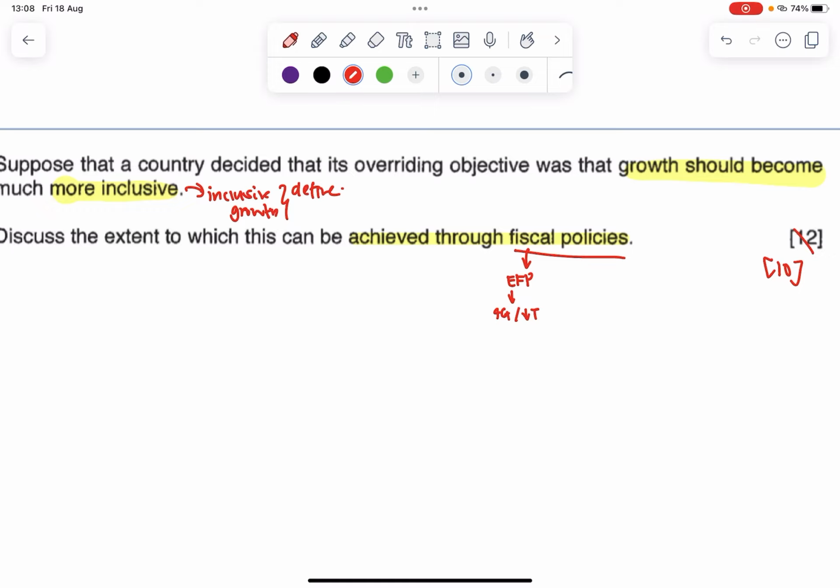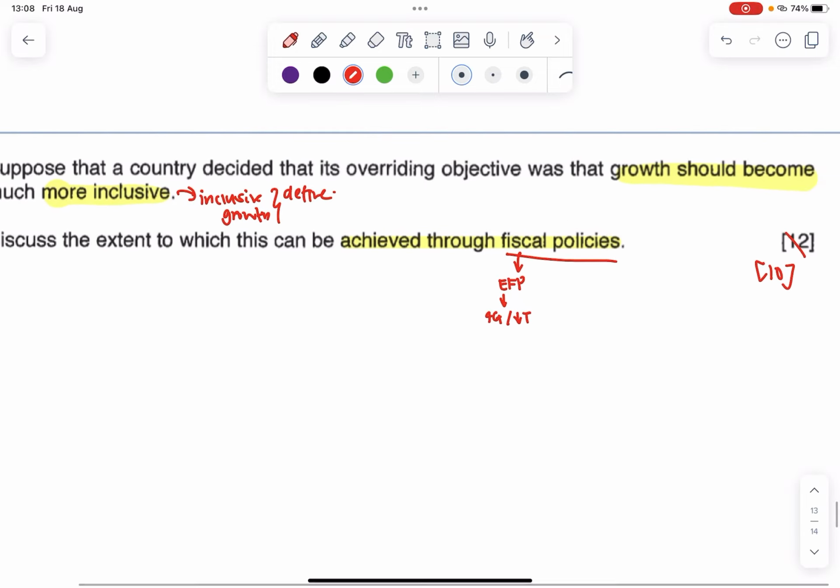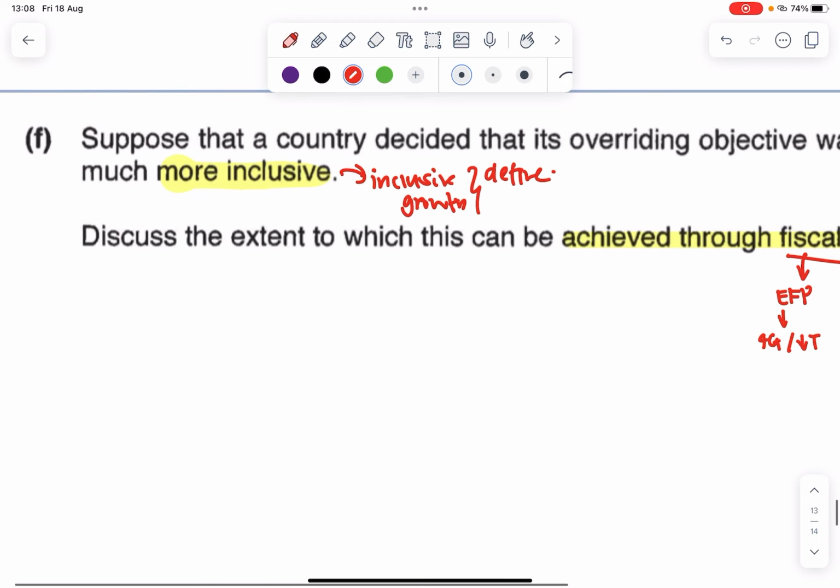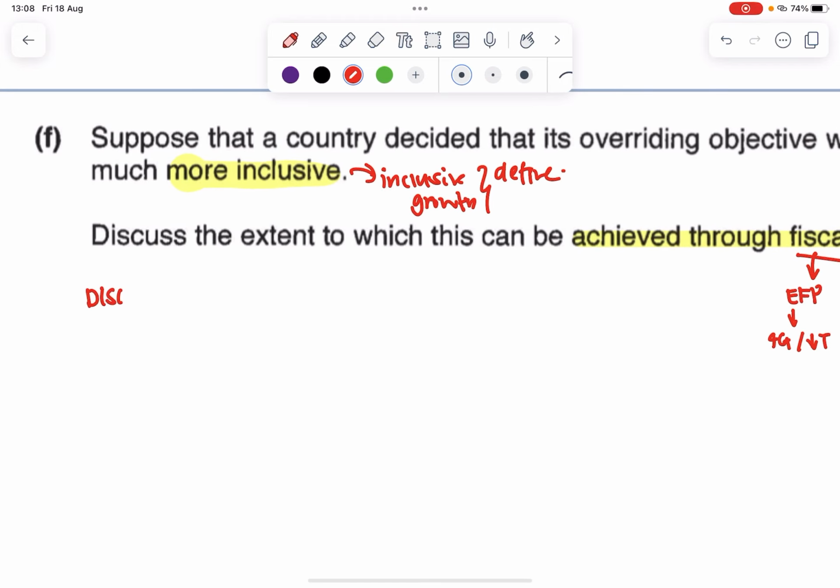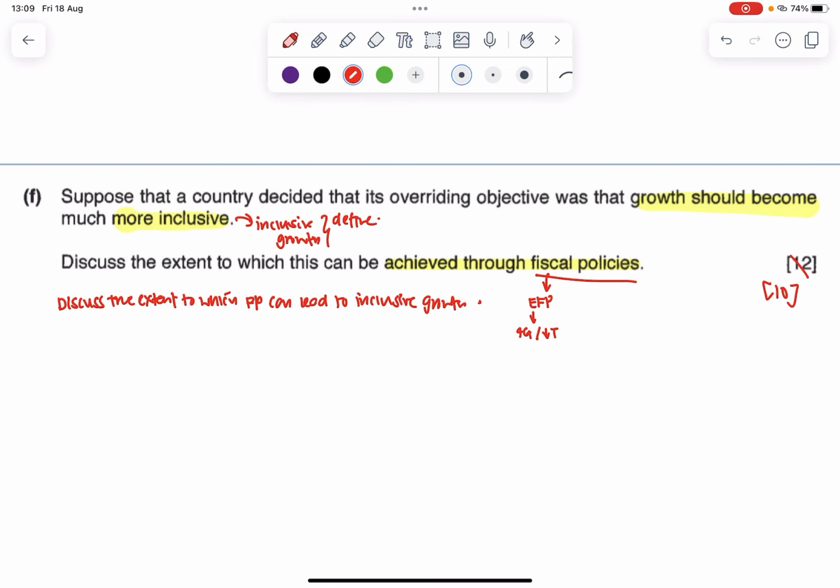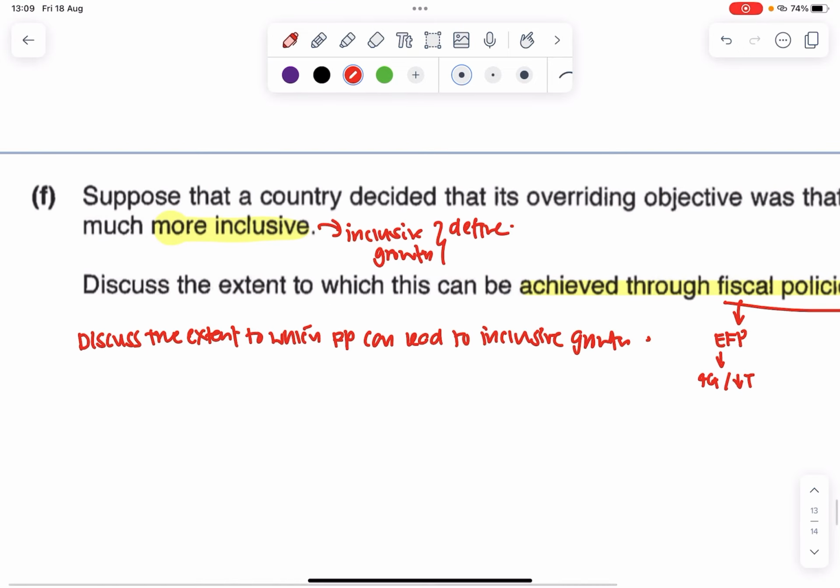For this question, another way to see it is: discuss the extent to which fiscal policies can lead to inclusive growth. Can you see that? When I have this question, my key arguments are very clear cut. I'll explain why expansionary fiscal policy can lead to inclusive growth and why it cannot.